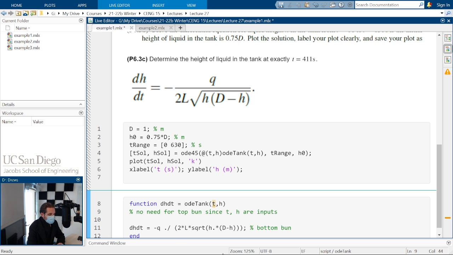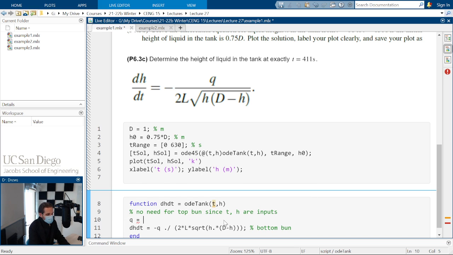Once this function gets started, as soon as it enters this function workspace on line 9, the only thing that it knows are t and h. So by the time it gets down to line 11, it needs to know what's q, what's l, and what's d. So we have to define all of those along here.